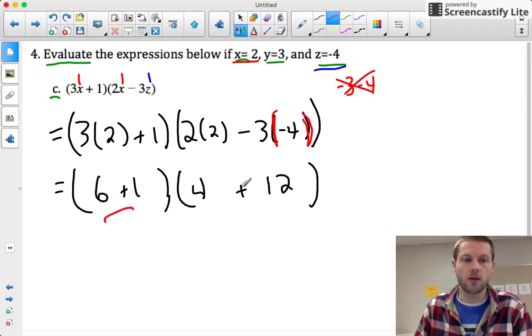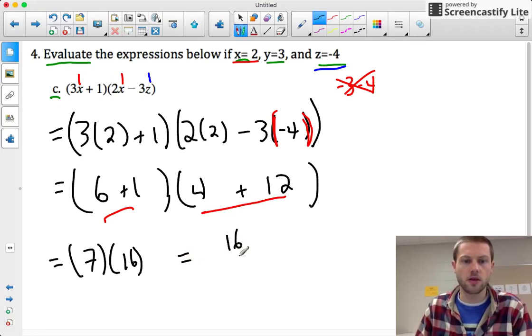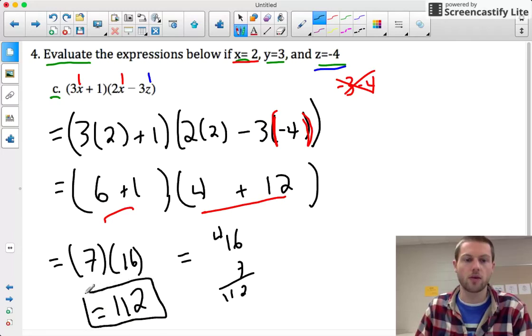Next, I can add up the stuff inside of these parentheses, and I have a 7 times a 16. And let's see, 7 times a 16, that's going to give me 112. So when I evaluate 7 times 16, I get 112.